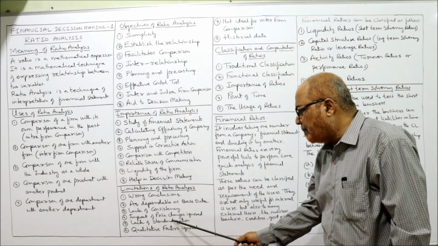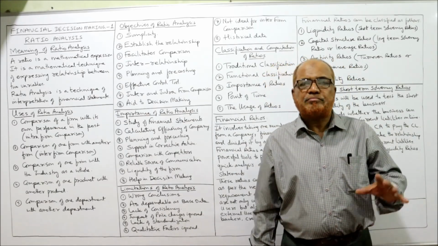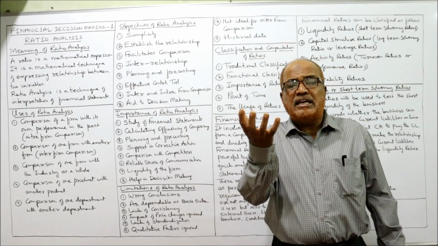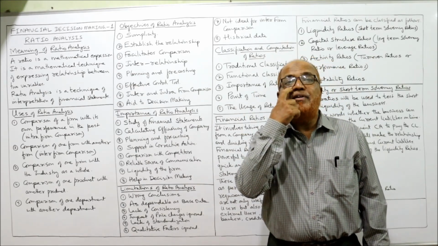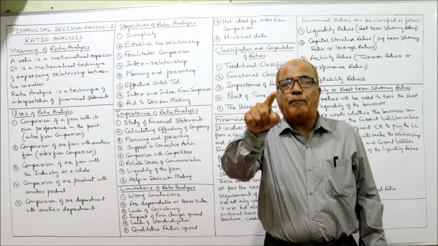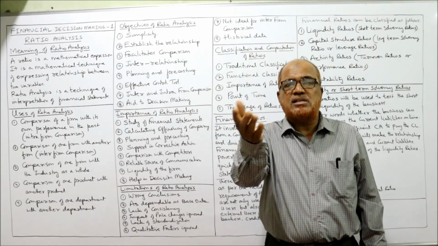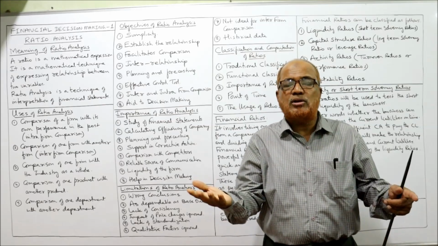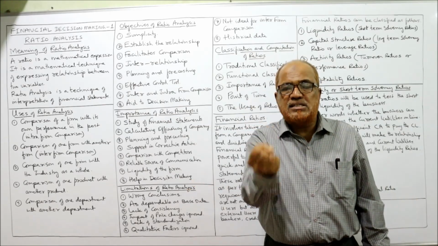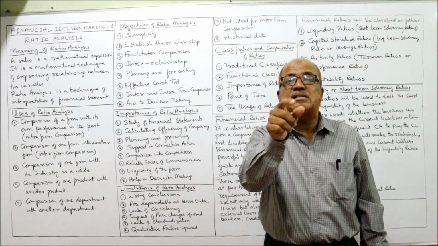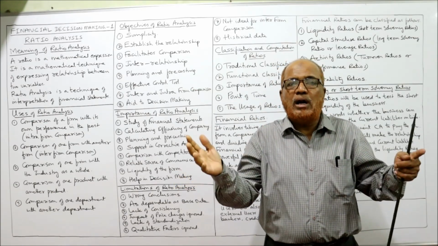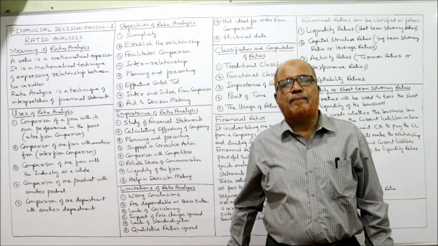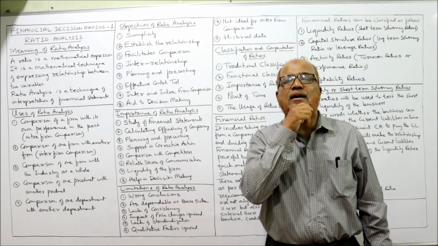Next one is impact of price changes. See here, the value of money is declining. How can we say the value of money is decreasing? Inflation. Due to inflation, the prices of goods and services are increasing. That means the value of money is decreasing. This is called price level changes. And it's a global phenomenon. Throughout the world, in every country, inflation is there. Value of money is declining.